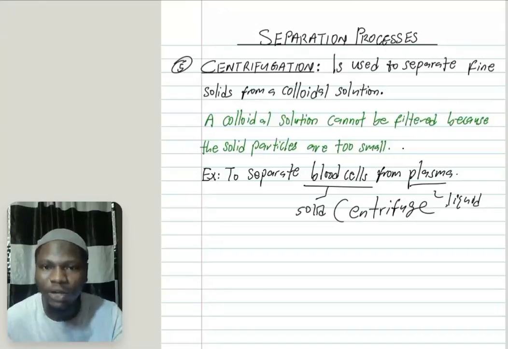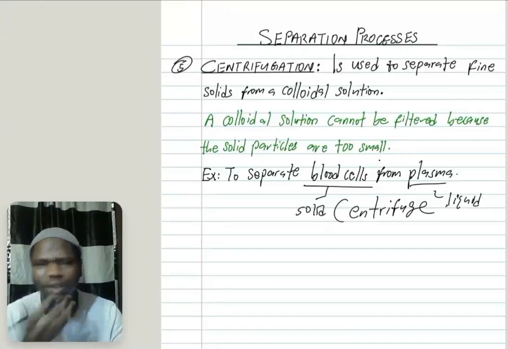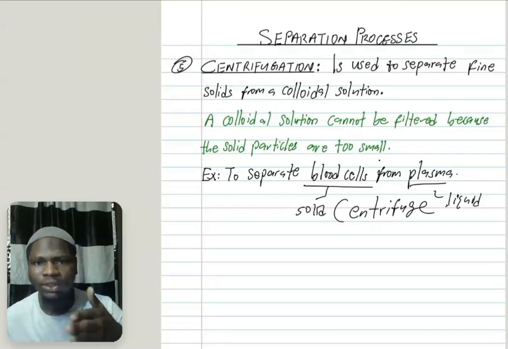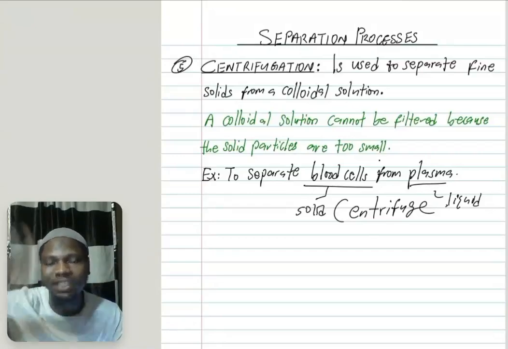Now, a colloidal solution cannot be filtered because the solid particles are too small. Try to put Dano milk in water, set up your filtration apparatus and pour it inside the funnel.